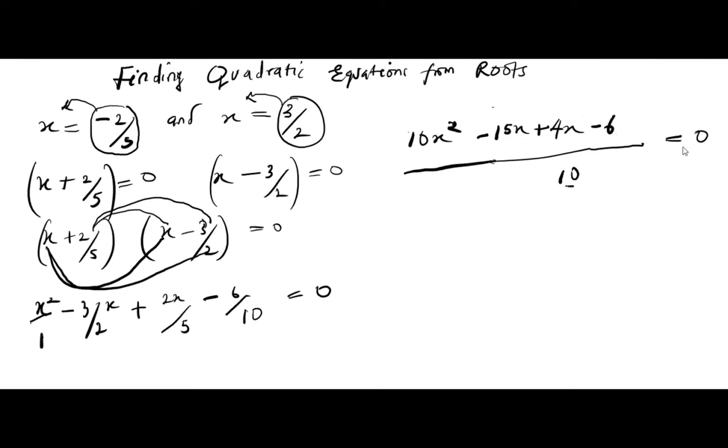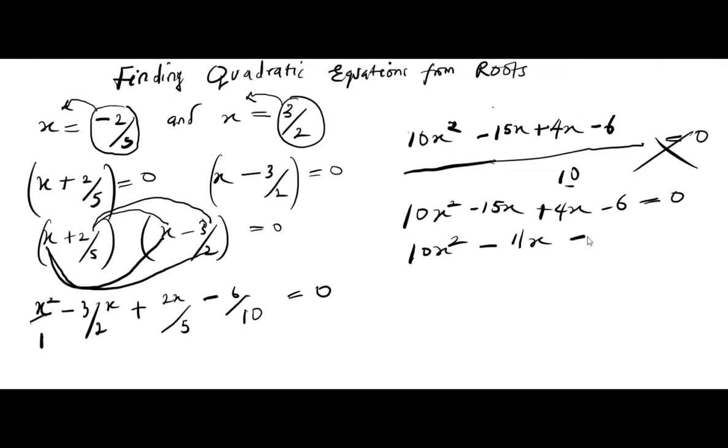So when we cross multiply, this 10 will multiply this 0, and we will have 10x squared minus 15x plus 4x minus 6 equals 0. So we combine the like terms. Minus 15x plus 4x is minus 11x, so we have 10x squared minus 11x minus 6 equals 0. This becomes the quadratic equation.